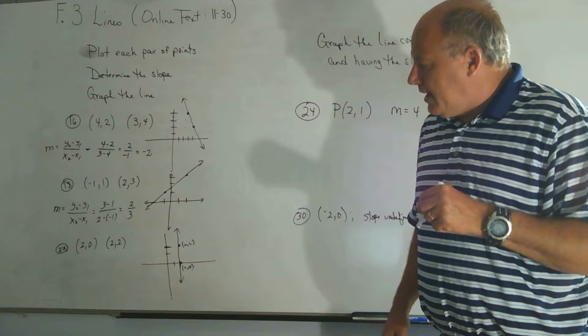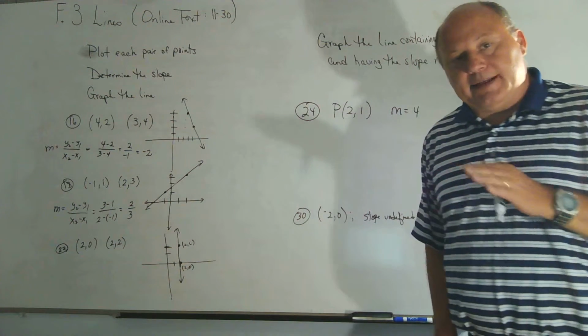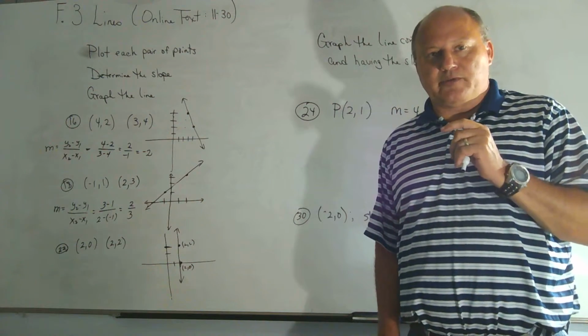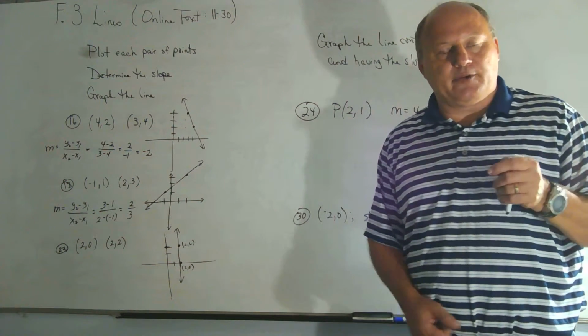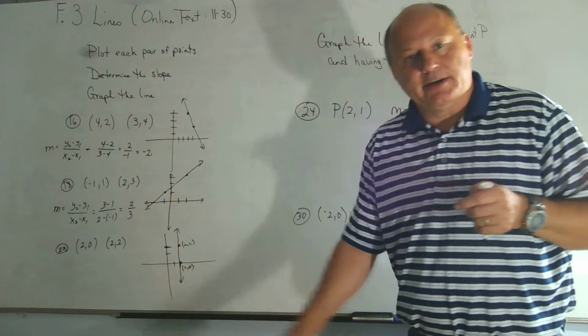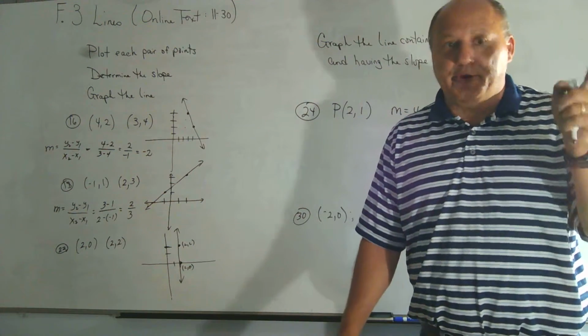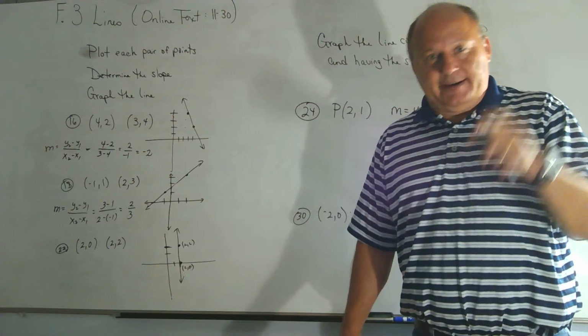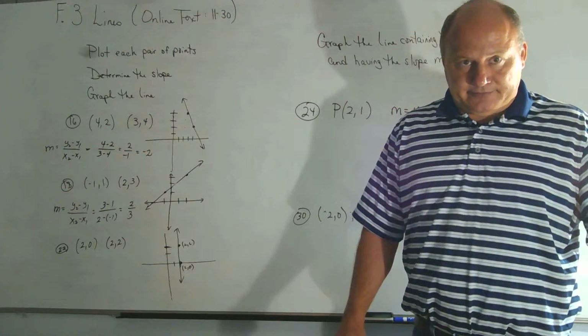Now 22. We talked about this in a previous video. It's a vertical line. What are slopes on vertical lines? Can you guess before even looking at the picture, it's a vertical line. Remember UV, ultraviolet, vertical line has undefined slope.